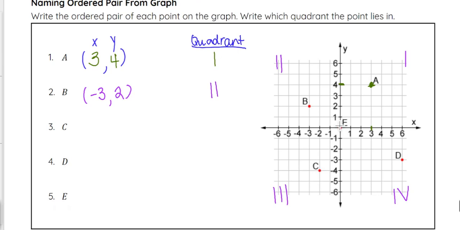Point C, from the origin, we go left, but then we go down this time. So we go left 2, and then we make our way down 1, 2, 3, 4. So negative 2 is your x coordinate, and then negative 4 is your y coordinate.